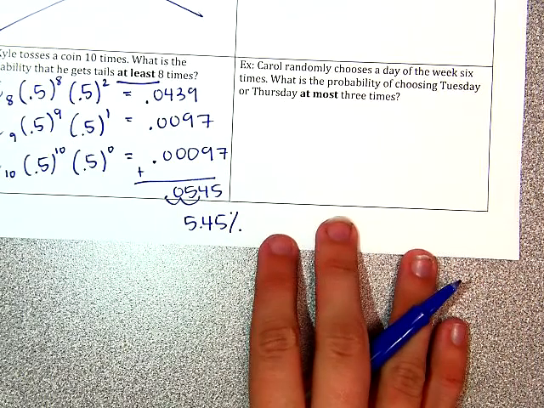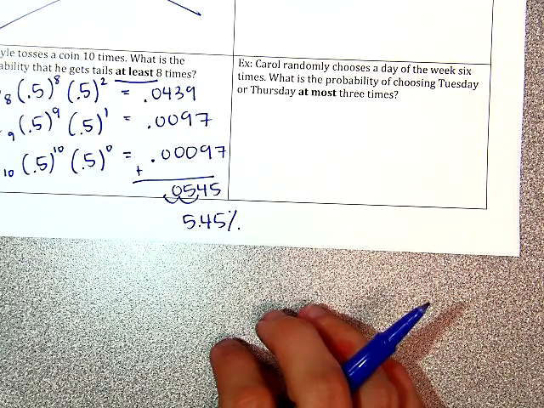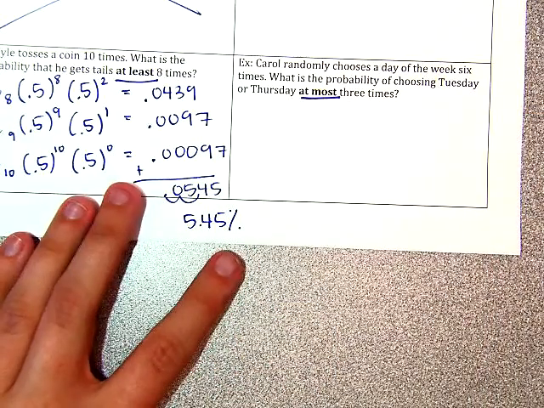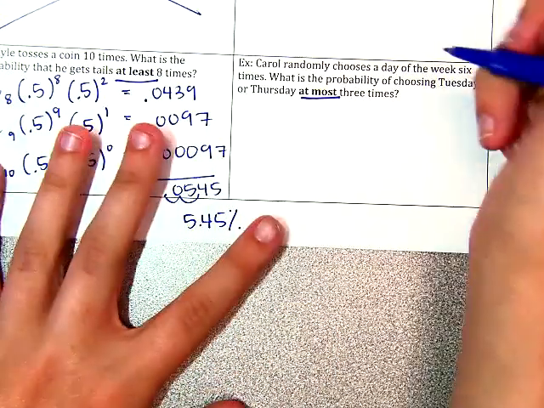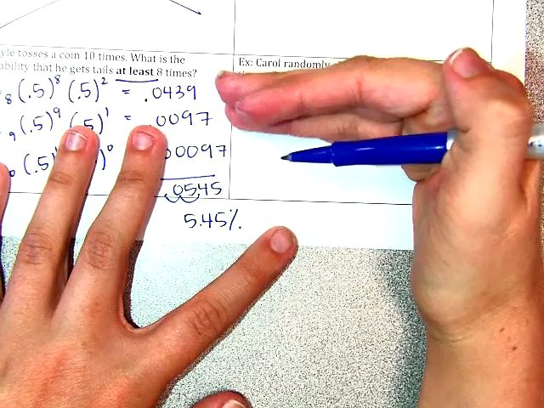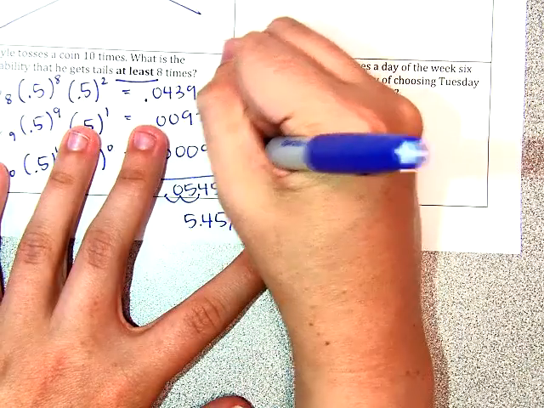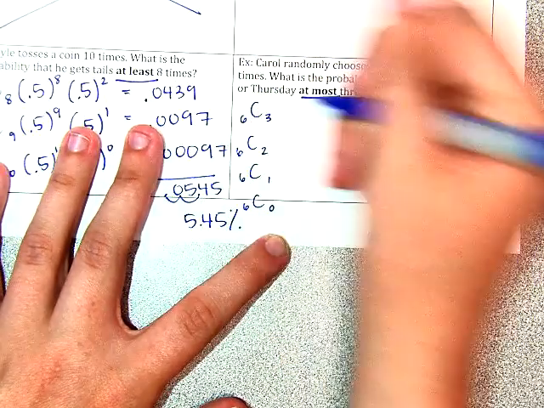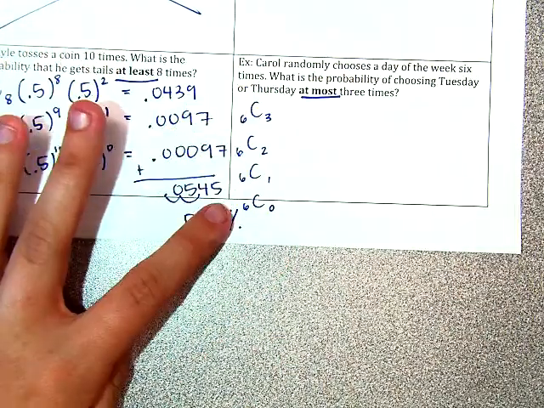Last one, Carol randomly chooses a day of the week 6 times. What's the probability of choosing Tuesday or Thursday at most 3 times? At most. So 6 times. So 6 choose 3 would be the highest. We have to go down from there. So 6 choose 2, 6 choose 1, and 6 choose 0. I have to do all 4 of these.